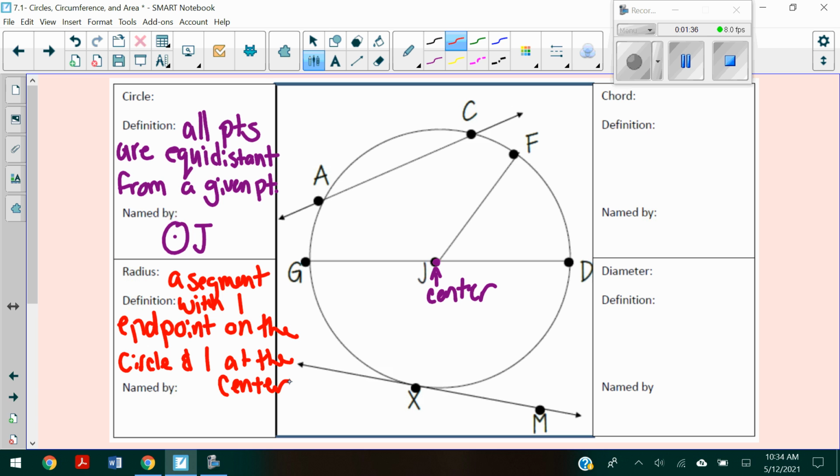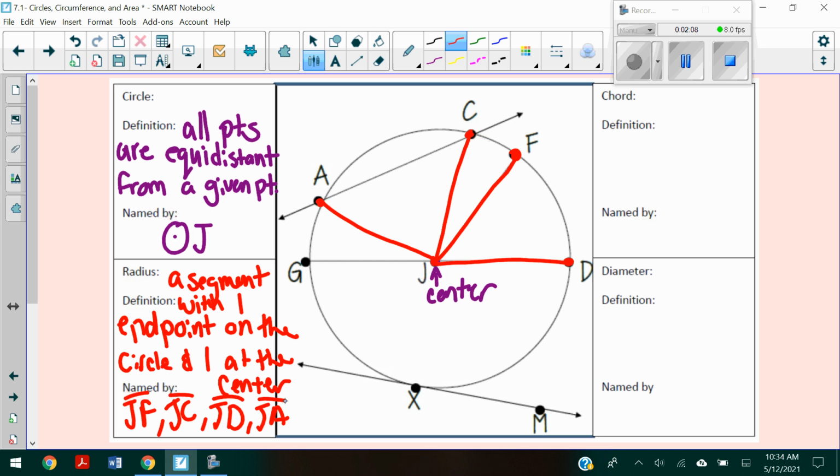So for example, J to F is a radius. Okay, but I could also say like J to C is a radius. Well, I could say JD is a radius. Lots of options for a radius. JA is a radius. Okay, so I'm going to mark that as a radius.